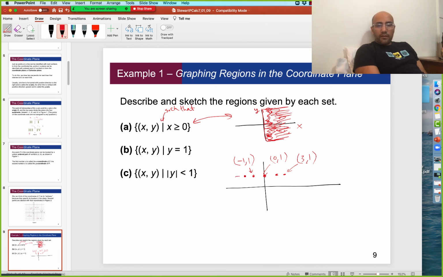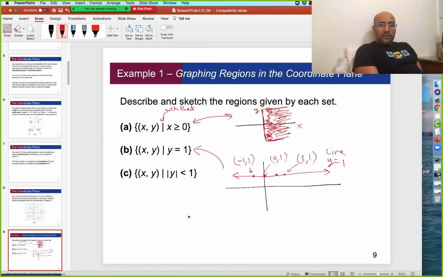If we think about it, this begins to form a straight line. A straight line is described by that, which we also describe as the line y equals 1.